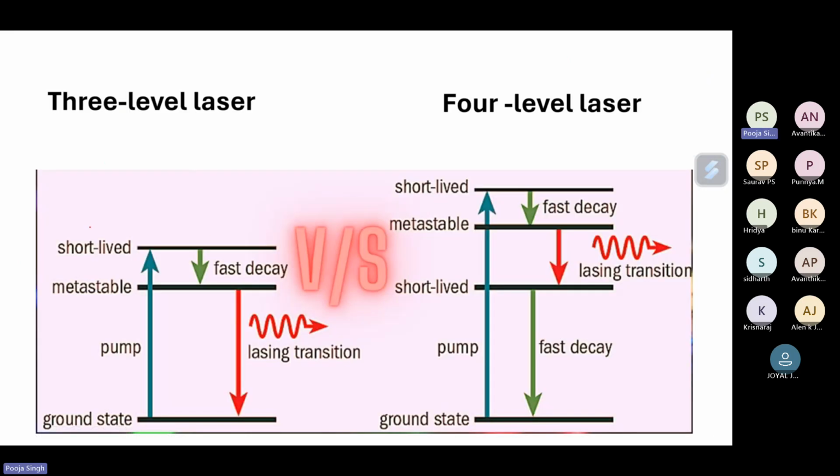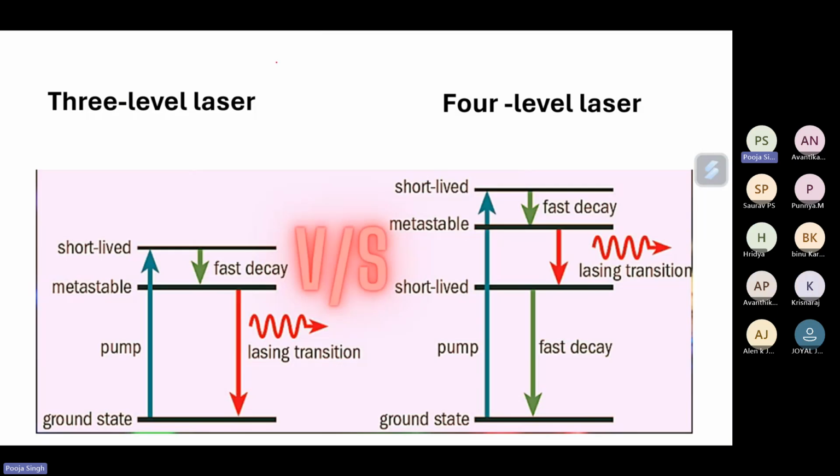So next, I was talking about the 3 level and 4 level laser. It is nothing else, it depends from system to system, on what kind of laser we are using and how powerful you want it. In the 3 level laser, you have the ground state, and you pump this ground state by applying energy. Because of that, it undergoes to the excited state.